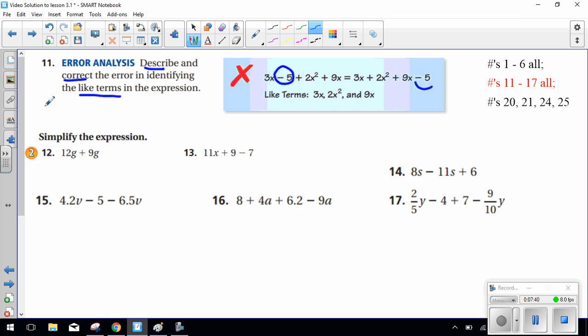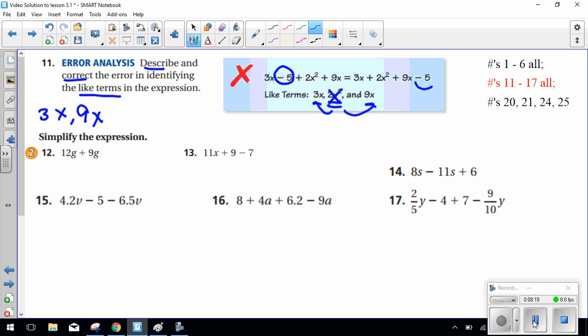So describe the error. The description would be that 2x squared is not a like term with 3x and 9x. 3x and 9x have x to the first power. 2x squared has x to the second power. This one is not a like term with these other 2. So the correction should be 3x and 9x are like terms, and that's it. There's no other sets of like terms.